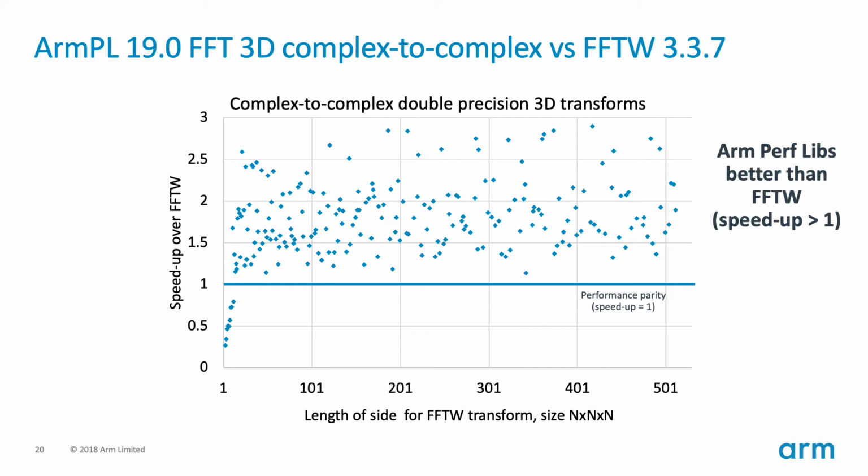In this chart, if you're below the blue line at 1, that means FFTW is faster. If you're above the blue line, then ARM performance libraries are faster. So as you can see, for many, many sizes of FFT, ARMPL outperforms FFTW by a good margin. Again, just link with -armpl with the ARM HPC compiler to get ARM performance libraries.